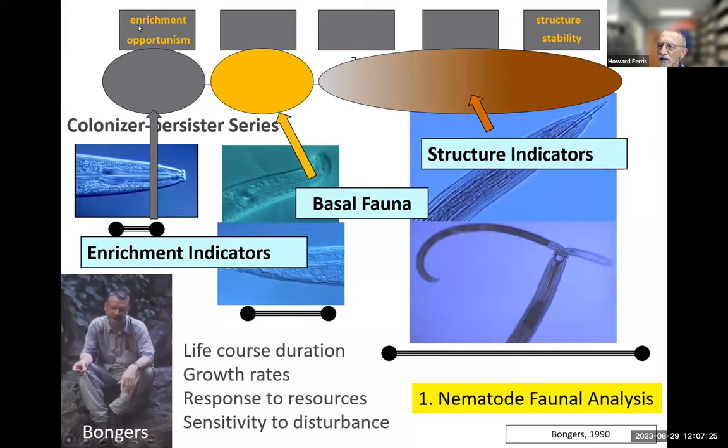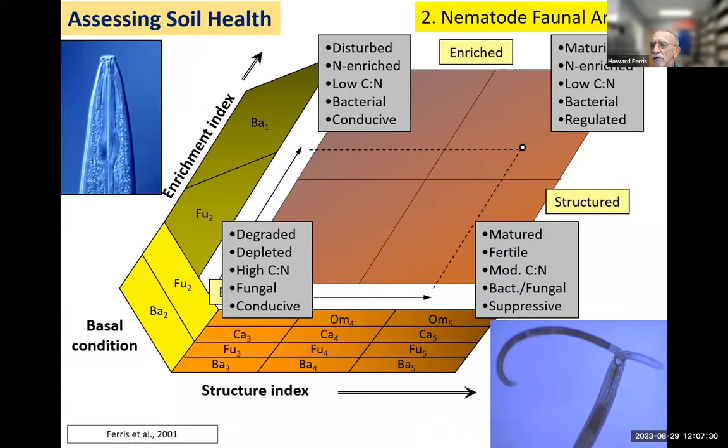between opportunistic enrichment feeders and those that are more indicators of stability, we developed the idea of an enrichment index based on the proportional abundance of the enrichment indicators, and a structure index based on the proportional abundance of the predator nematodes. So now the idea is, from a single soil sample, identify which category these nematodes are in, and then plot it on a scale behind here. If the structure index was low and the enrichment index was high, it would fit in this quadrant here.